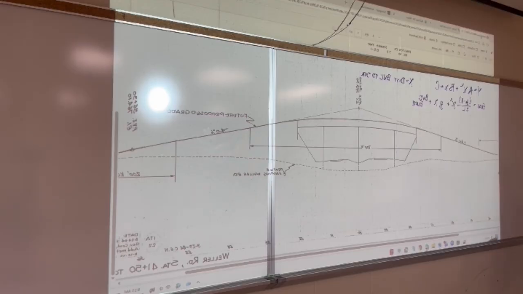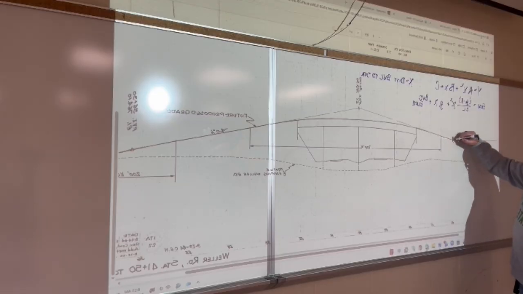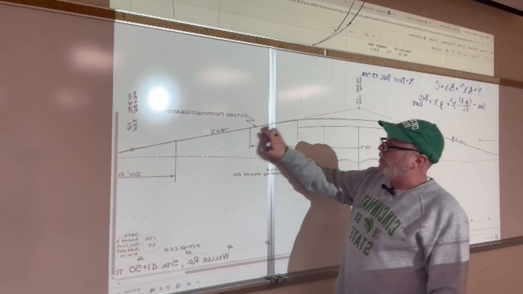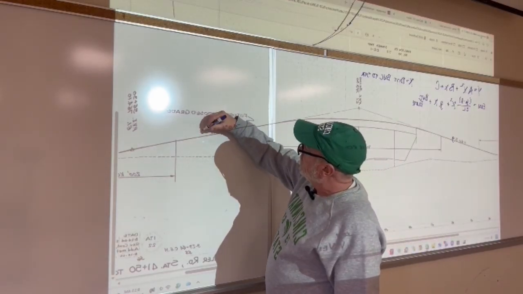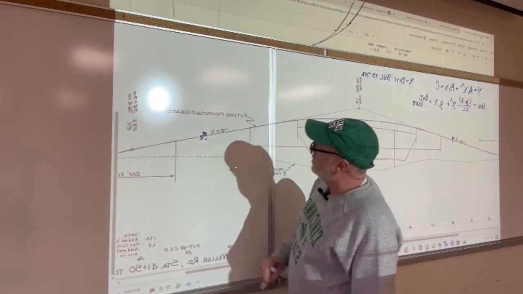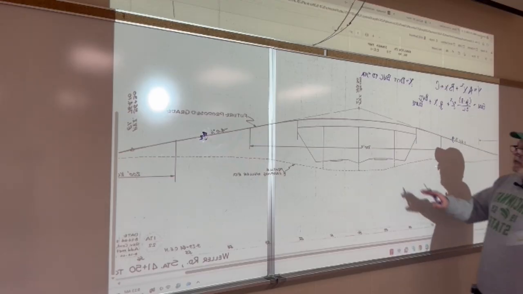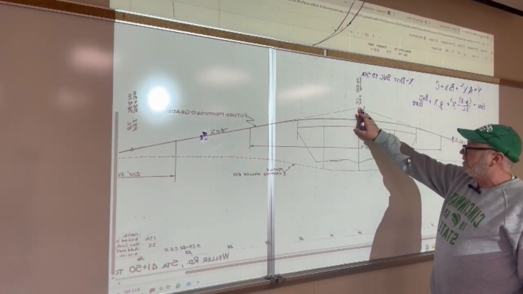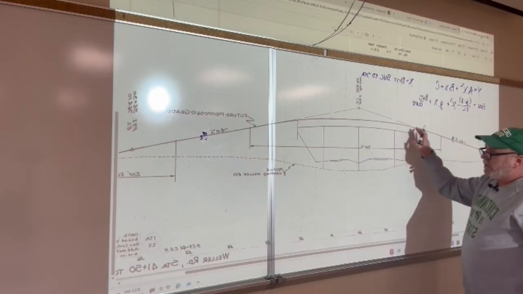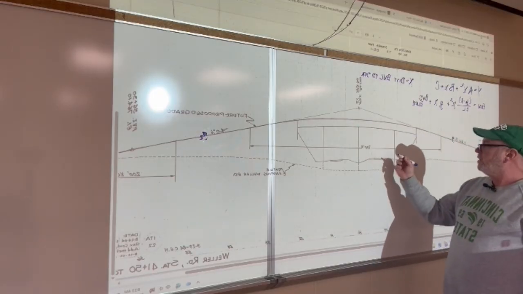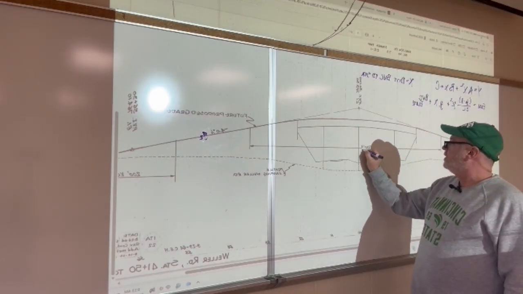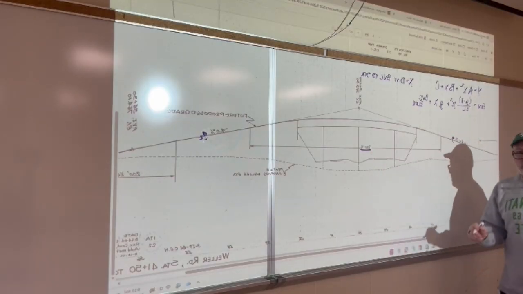Any questions so far? Pretty confusing? So our grade coming in is G sub 1. Our grade coming out, G sub 2. What we have here is a PVI station, elevation, grade coming in and out, and the length of this particular vertical curve is 700 feet. That is a horizontal distance.